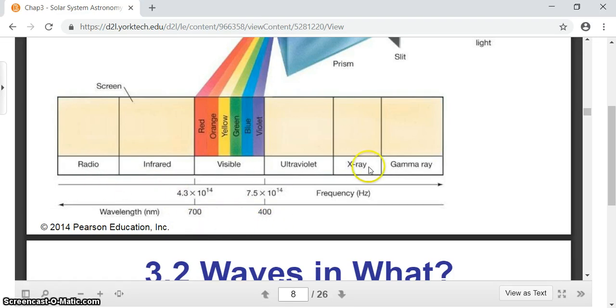So this is what's called the visible part of the spectrum, and notice there are other parts of the spectrum. In fact, it was an astronomer who first determined this. It was Herschel, the guy who found the planet Uranus back in the 1700s, who discovered that there was a region called the infrared. I'll talk about that more in the next video.